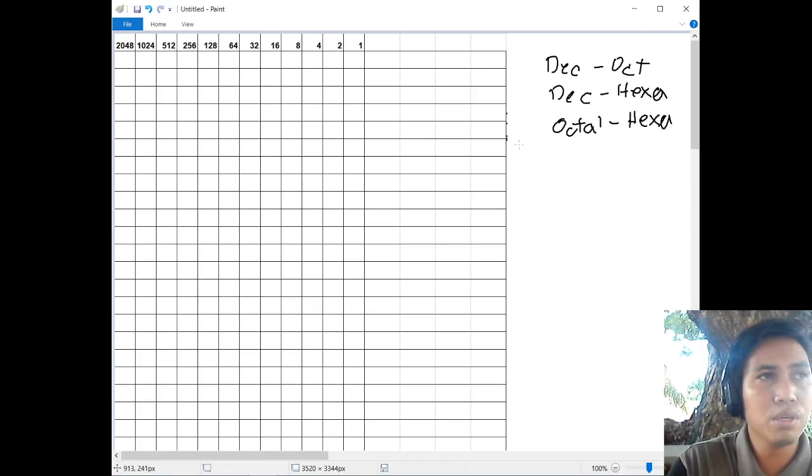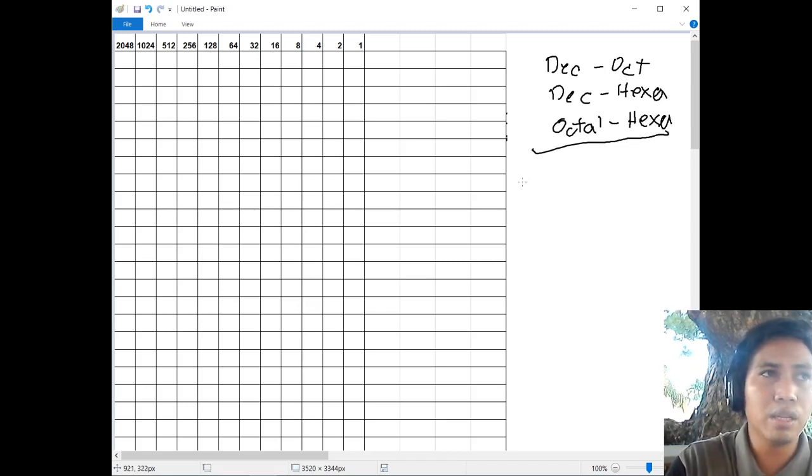So instead of using the traditional way, which is dividing by 8 or dividing by 16, let's use the shortcut method, which is by using the powers of 2, that is 1, 2, 4, 8, 16 up to 2048. If that's not enough, kindly add other digits among the powers of 2. Now, let's start first with decimal to octal.